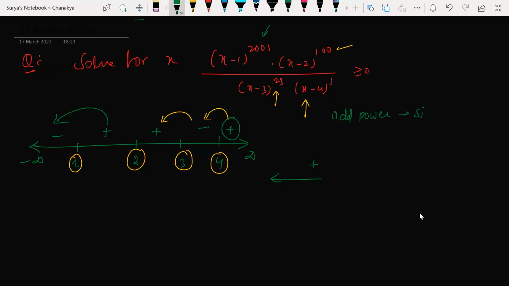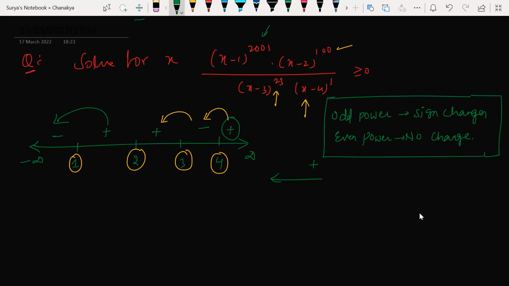Odd power, sign changes. Even power, no change in sign. No change in sign basically.